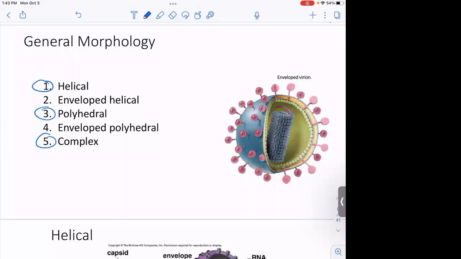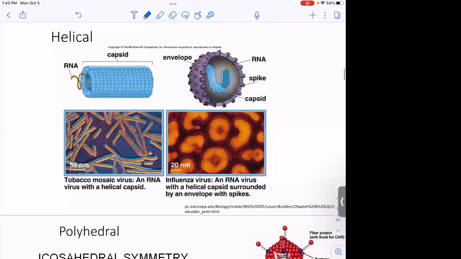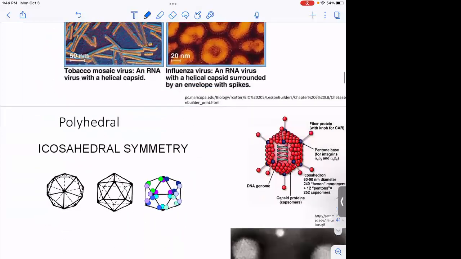For instance, here's a helical capsid that's got an envelope around it. Here's some more examples of helical capsids. Remember that capsid, its job is to protect that nucleic acid. Okay, here's tobacco mosaic virus. It's a naked virus, just that long, thin capsid, kind of stick-like shapes. But influenza virus has a helical capsid. It's just got a big envelope around it, so the overall shape is a little bit different.